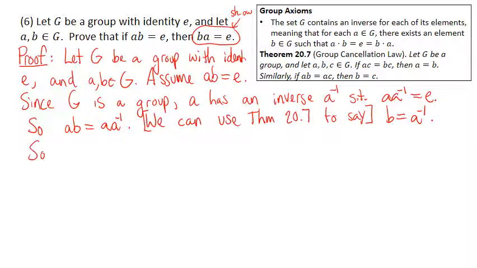So that means that B times A equals A inverse times A, which obviously is going to equal E. That's another definition that you get from the definition of inverses. Okay, so we did it. That's it.